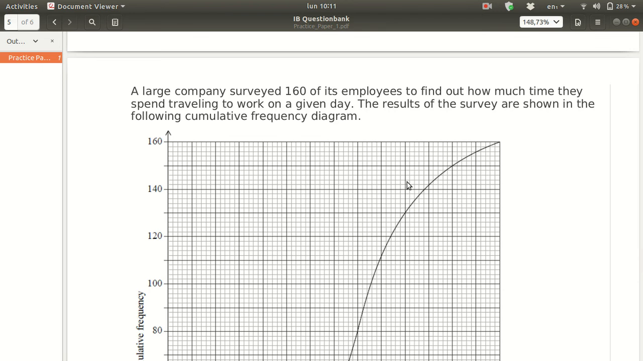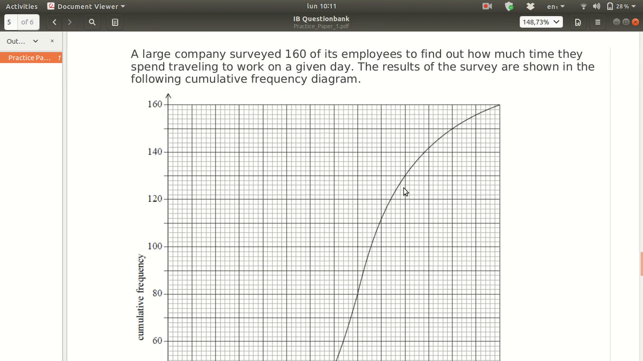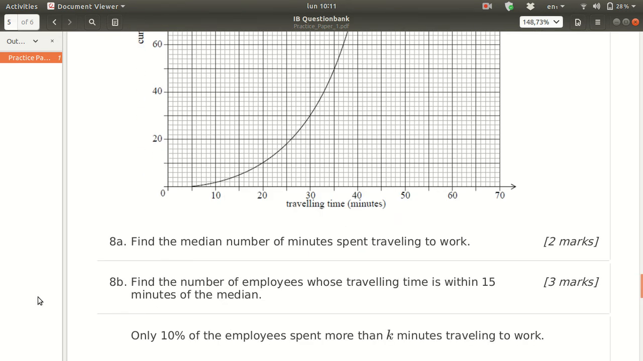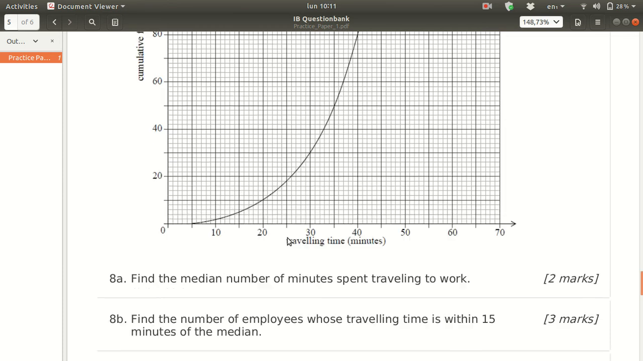We're going to look at question 8 to finish the video. A large company surveyed 160 of its employees to find out how much time they spend traveling to work on a given day. The results of the survey are shown in the following cumulative frequency diagram. Find the median number of minutes spent traveling to work.